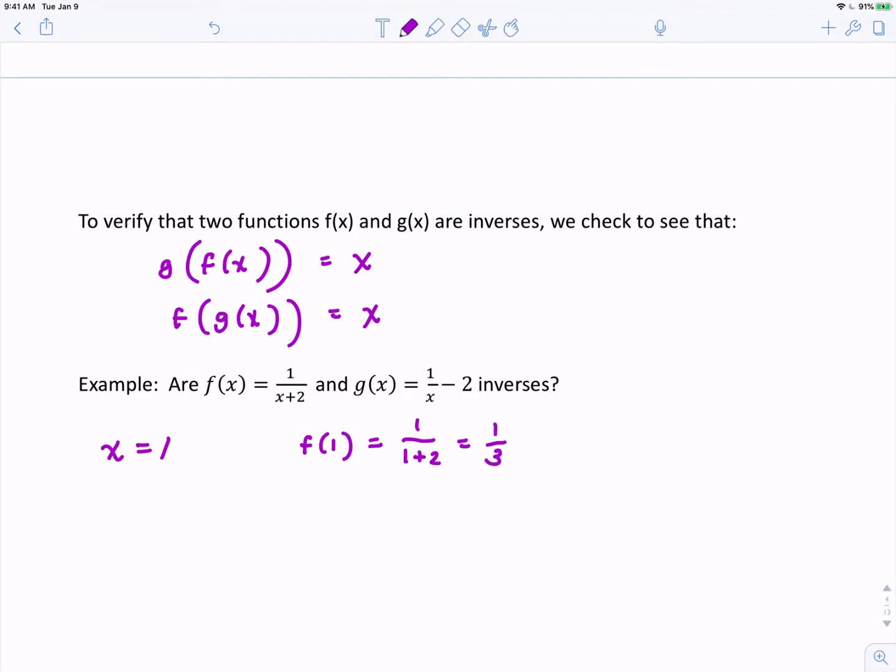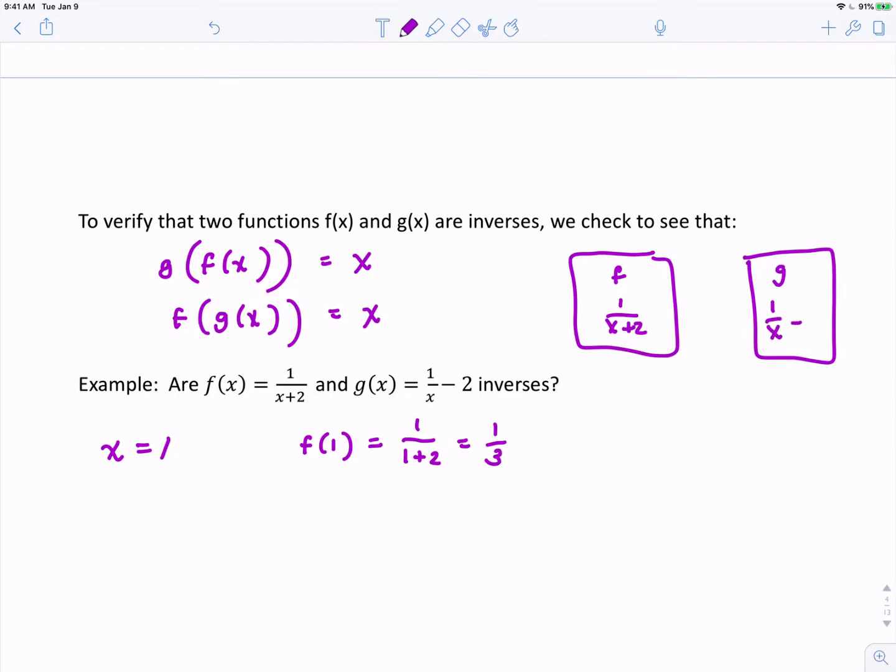So here's the idea. Sometimes I like to draw it out in pictures. Here's function f, and f is equal to 1 over x plus 2. And here's function g. G is equal to 1 over x minus 2. And the number I've just put in is 1. And what I've gotten out is a 1/3. Now we're going to put this into function g, and the question is, what am I going to get out? Am I going to get out the same thing that I put in? If I do, then it's possible that these are inverses. If I don't, then these functions cannot be inverses.